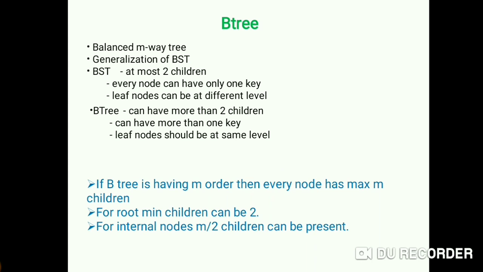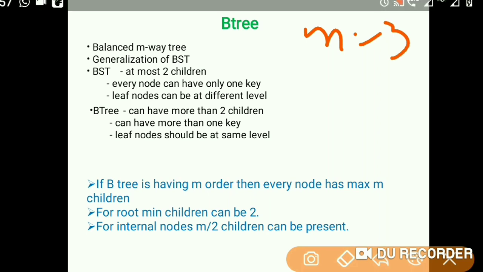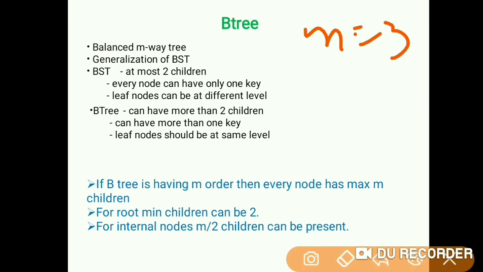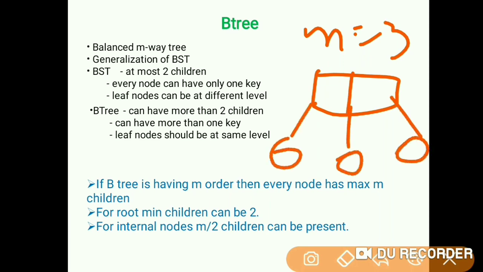If the B-tree has order M, then every node has max M children. Max M children means what? Let's take an example where M is 3. If M is 3, then an M-way tree can have a maximum of 3 children. Here we write keys. So can you observe, if M is equal to 3, then keys will be M minus 1. Can you observe this thing?